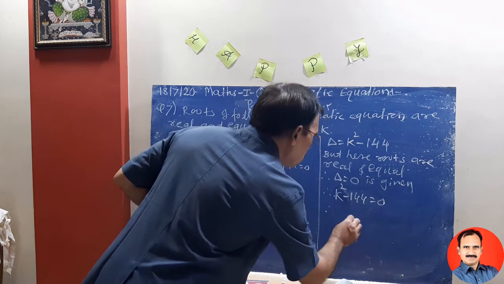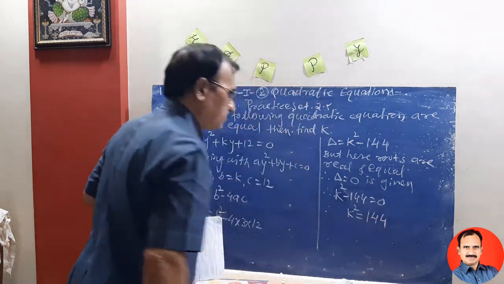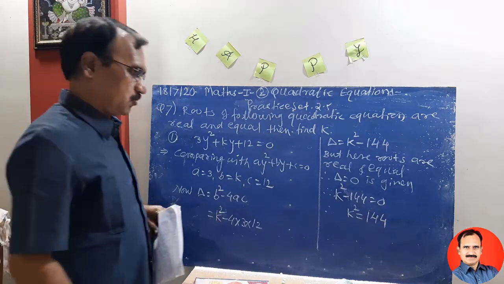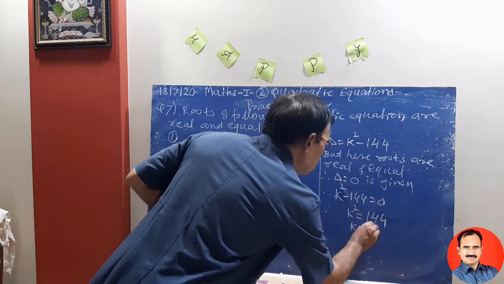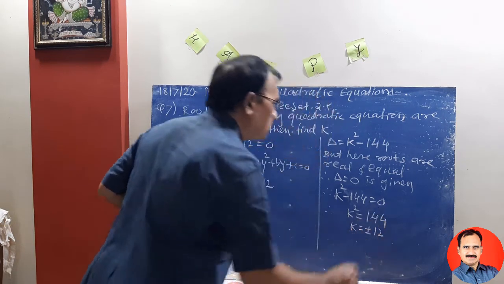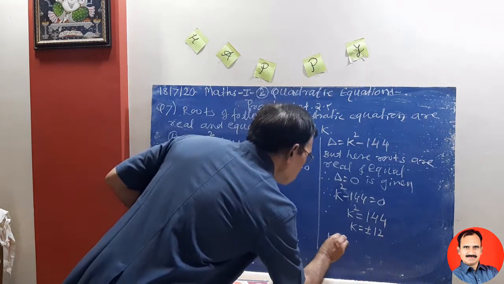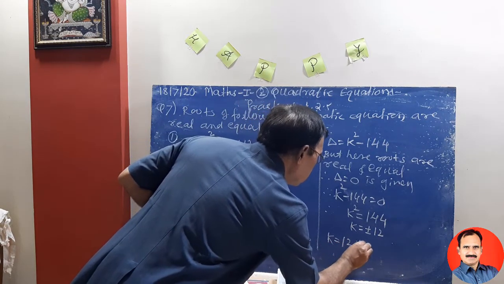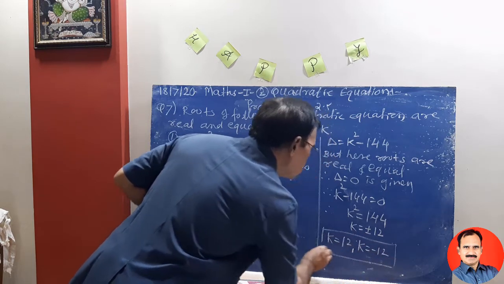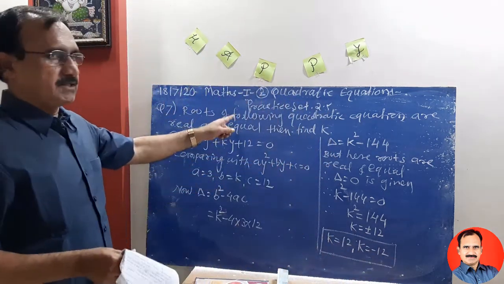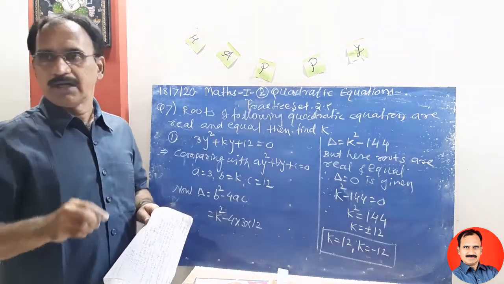Take minus 144 on that side, it becomes plus 144. By taking square root of both sides, k is equal to plus or minus 12. Means there are two values of k. k is equal to plus 12 and k is equal to minus 12 are the values of k for the given condition. There is only one example remaining here.